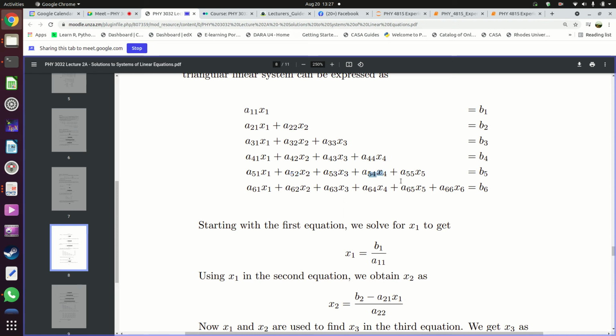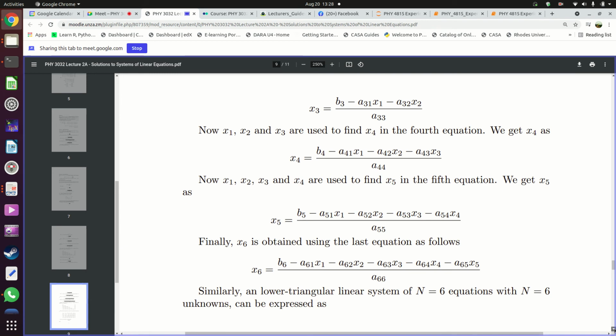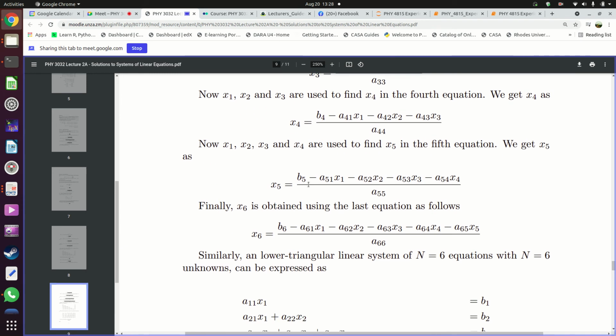So basically what you're doing here is trying to modify these terms, these b terms. We're starting out with b as our guess value for what is supposed to be the answer, then we modify it, and after we modify b, we divide it by the coefficient of this unknown. If you do that, that's what you've done here for b5. That's what you have here.